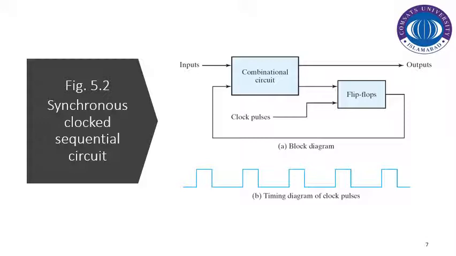As far as the clock pulses are concerned, these are periodic pulses with a specific duty cycle and a specific pulse width. If you look at the behavior of these pulses, they are a combination of high pulses and low pulses. This is a high pulse for that specific duration, and these are the low pulses for that specific duration.